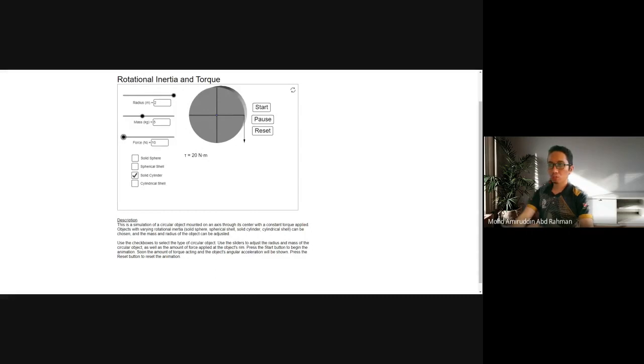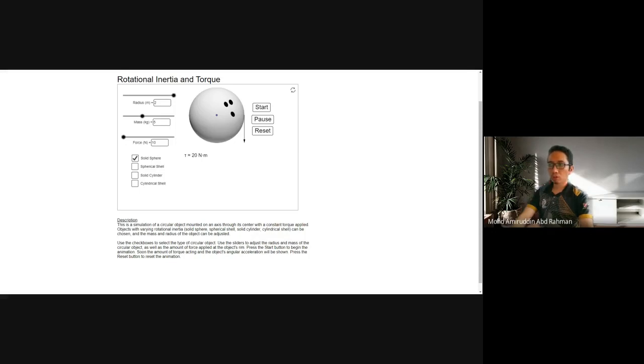Choose the solid sphere, and with the given radius, mass, and force, you need to determine the angular acceleration and the acceleration of the top. Torque equals moment of inertia times angular acceleration, so calculate the moment of inertia. For the rest, it is similar, so just change those values. That's about it for experiment number 1.